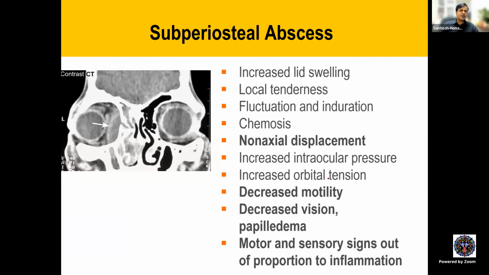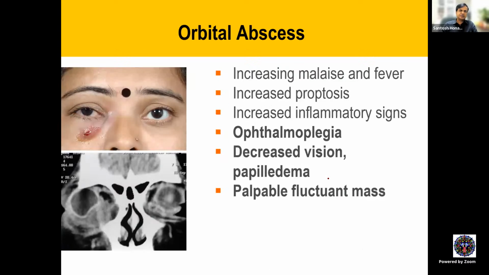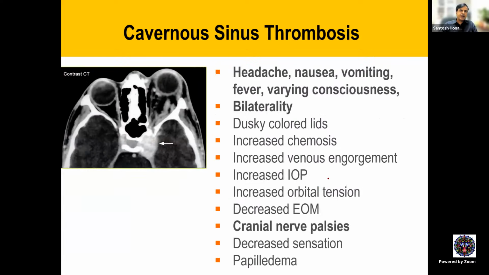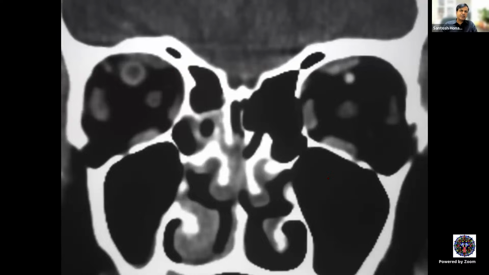And if a patient has subperiosteal abscess, you find that there is decreased motility, decreased vision, disc edema, and motor and sensory signs of proptosis progress to inflammation. And frank orbital abscess. These are all bacterial. And you can also further have cavernous sinus thrombosis, which can manifest like this with a dilated superior ophthalmic vein without any contrast enhancement.